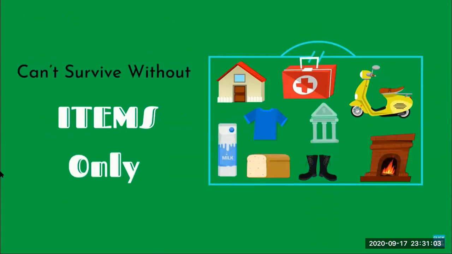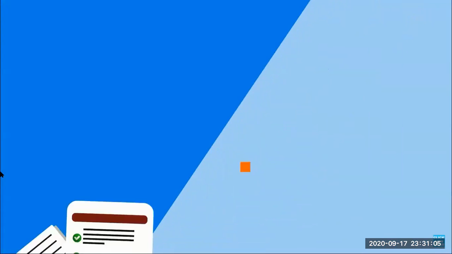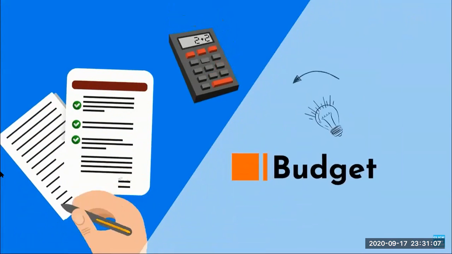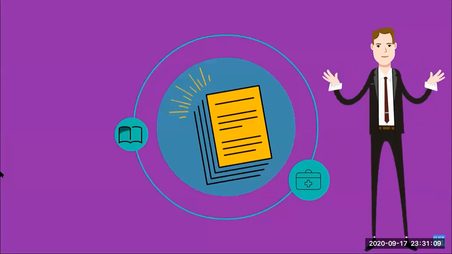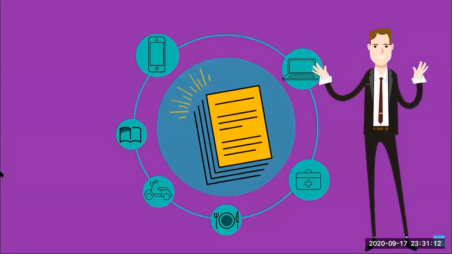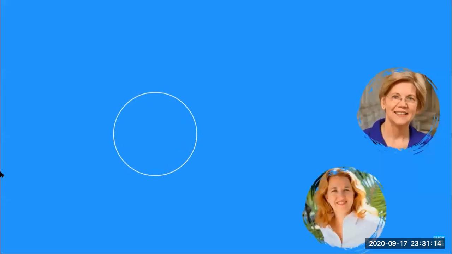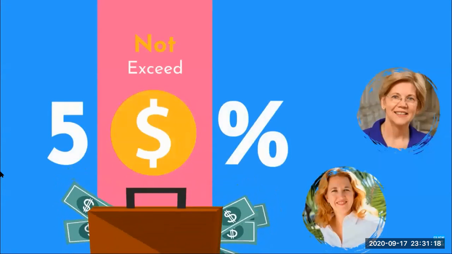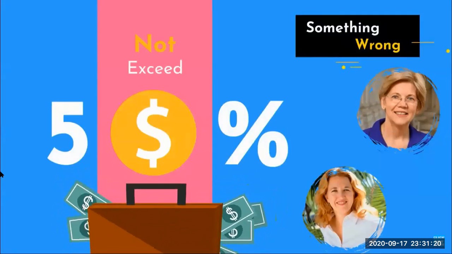Only include items you can't survive without in this category. If you don't have a budget, this would be the ideal time to create one. Carefully analyze what you spend your salary on each month within this category. Warren and Tiagi, who are financial experts, say this category should not exceed 50% of your monthly income. If it does, then something is wrong.